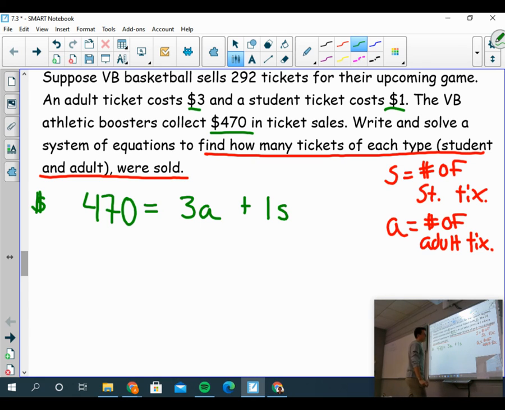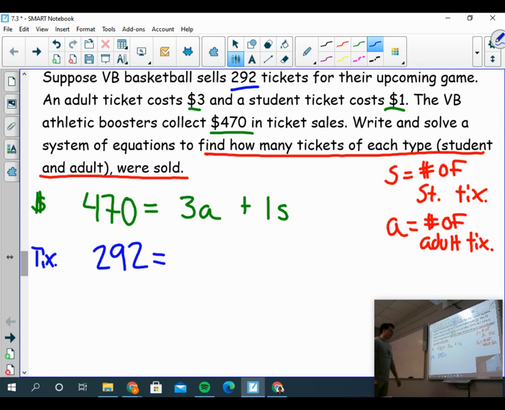Now again, why do we need to set up a system of equations? Because there's multiple things going on here. And even then, with our green equation, well, that's wonderful. We can't just figure out how to meet this $470, but we also have to meet the criteria that 292 tickets were sold. 292 talks about the amount of tickets. Again, it acts as another total.